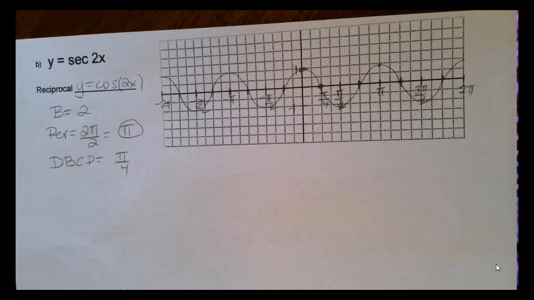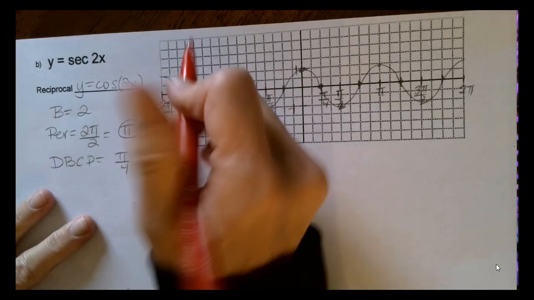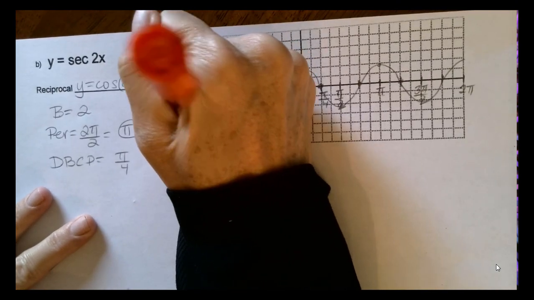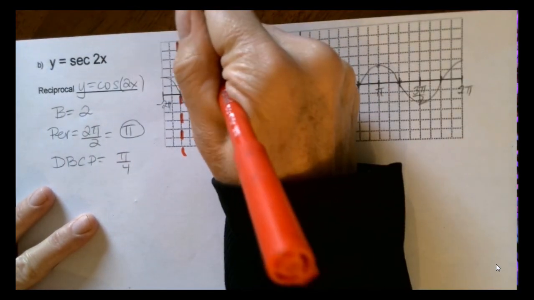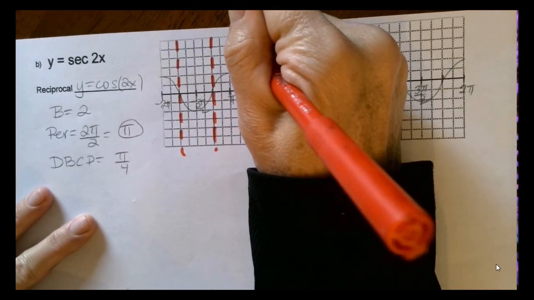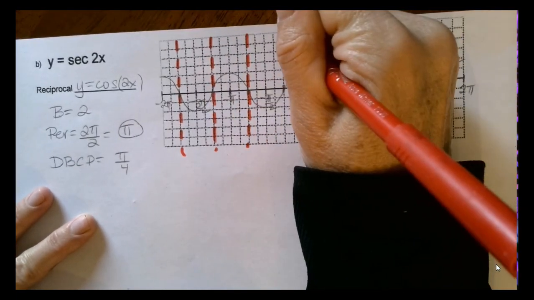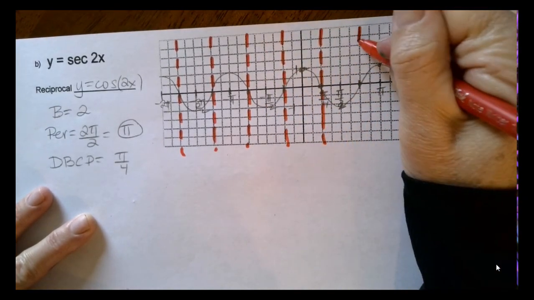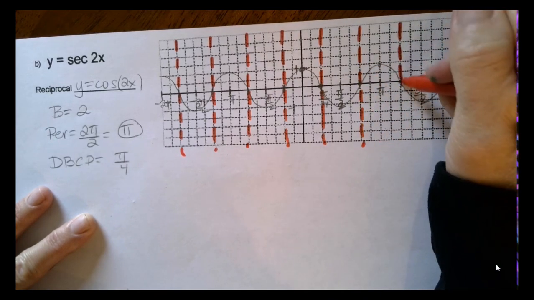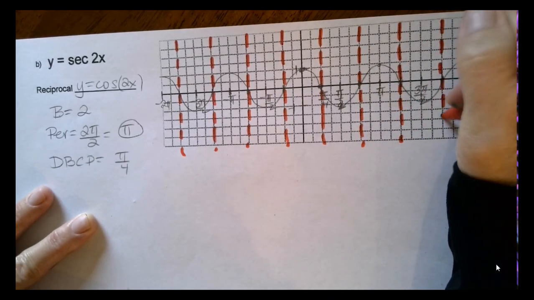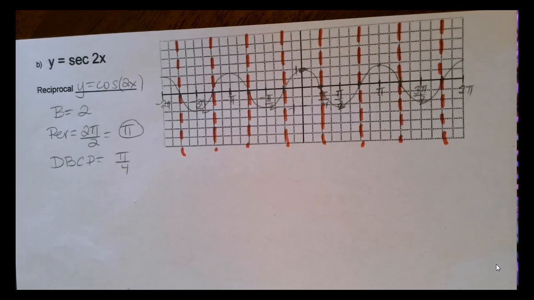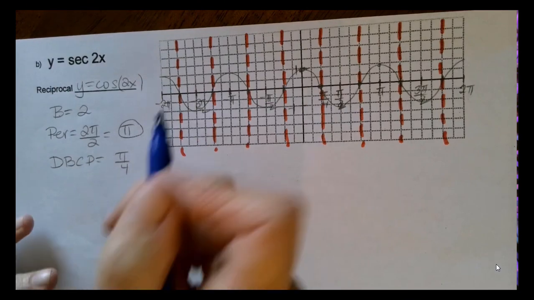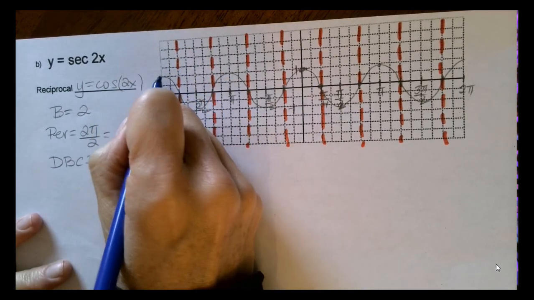Once you've drawn in your cosine of 2x graph, now we're going to draw in our secant graph. Again, remember, wherever cosine is 0, the secant graph is undefined. So at all these x-axis values, you're going to draw in your vertical asymptotes. And then wherever cosine is equal to 1 or negative 1, the secant is equal to 1 or negative 1. And so I'm going to go ahead and draw in all those values.